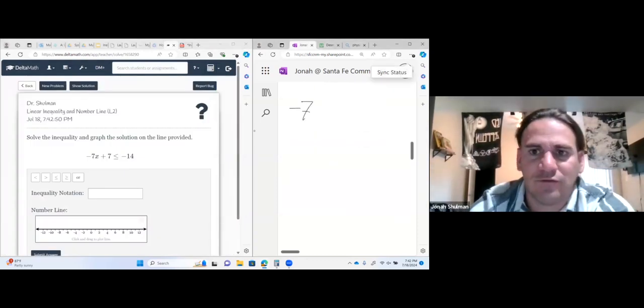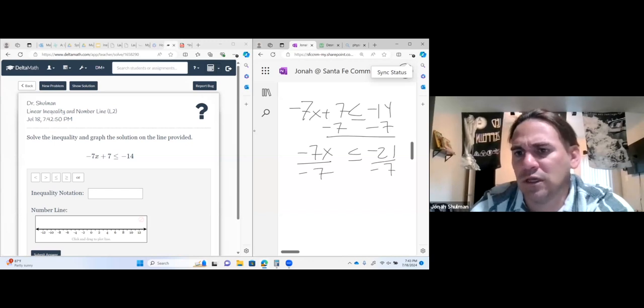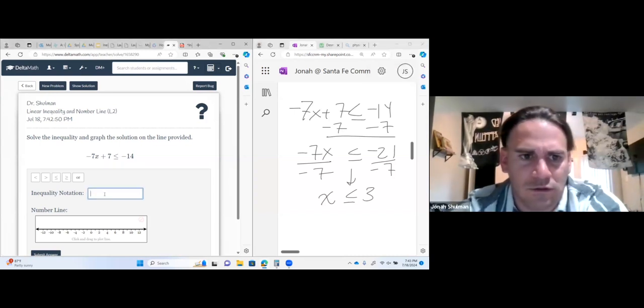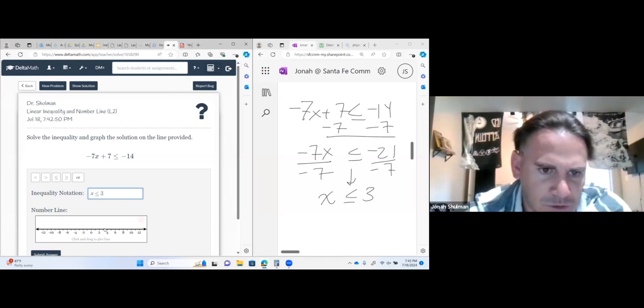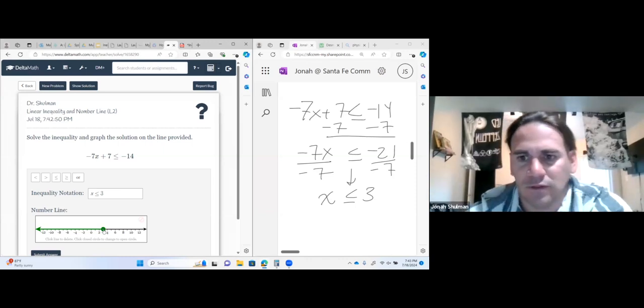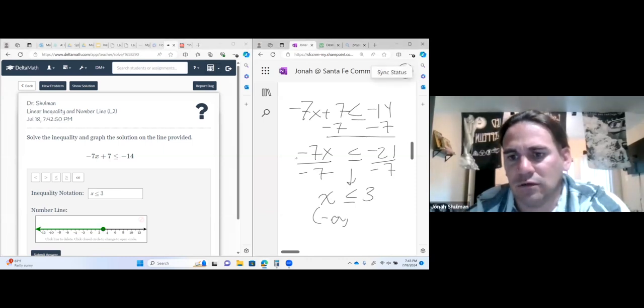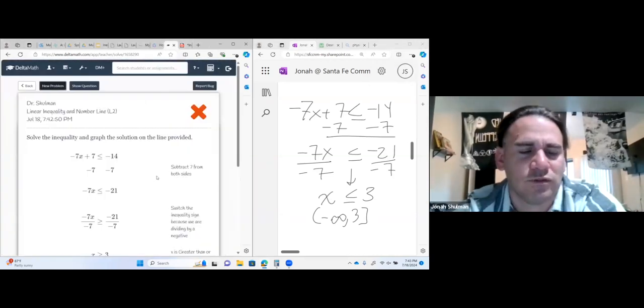So already, because there's a negative here, I feel like the sign's gonna flip. The first thing I'm gonna do is subtract 7 from both sides. That's negative 21, and this is negative 7x. I divide by negative 7 on both sides. This is gonna flip, and this is a positive 3. So this means x is less than or equal to 3. So I need a closed circle on positive 3, and I need to go this way. And this one's going to be negative infinity to 3 bracket. That's how you do a level 2 problem of this. What?